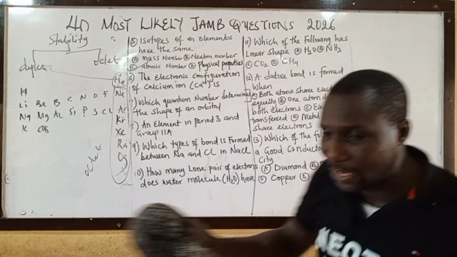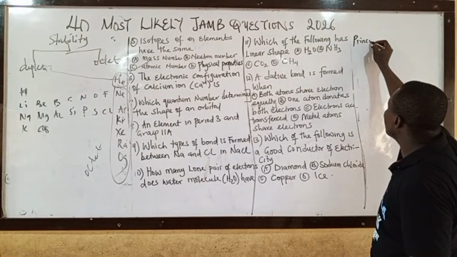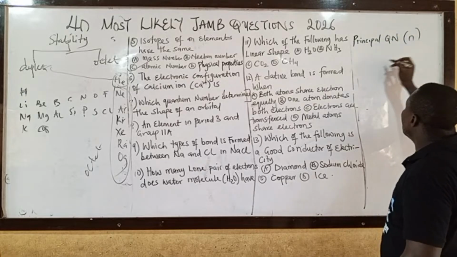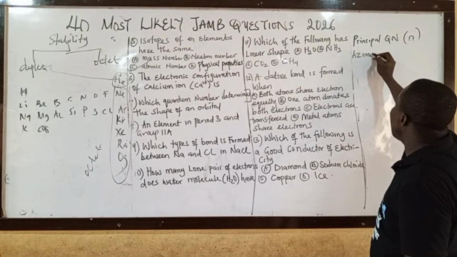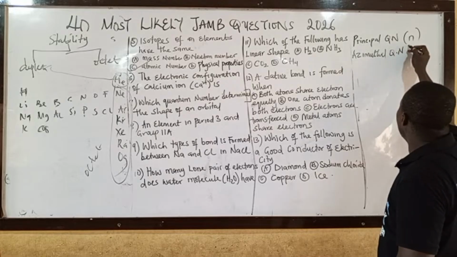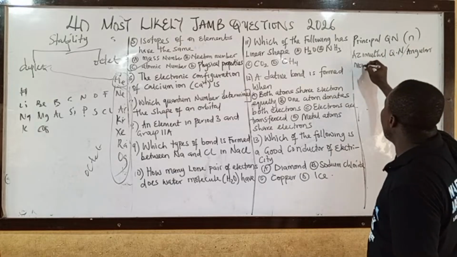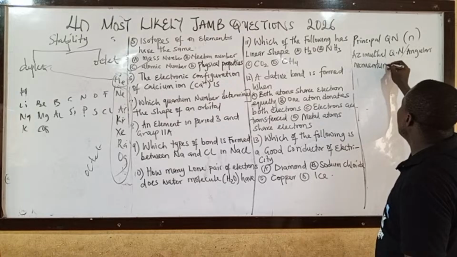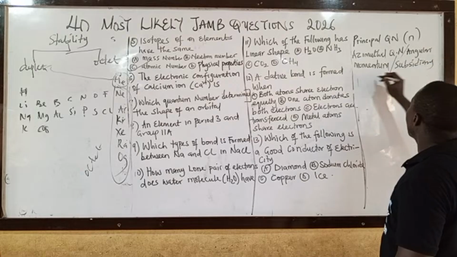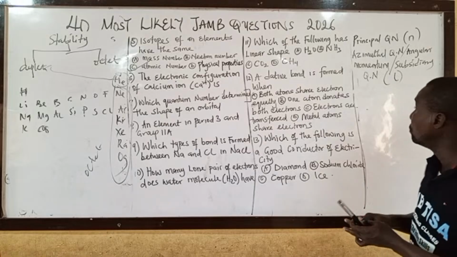Quantum number. How many quantum numbers do we have? 4. We have the principal quantum number, whose symbol is n. We have the azimuthal quantum number, which is also known as the angular momentum or subsidiary quantum number. Take note, the symbol is small letter l.